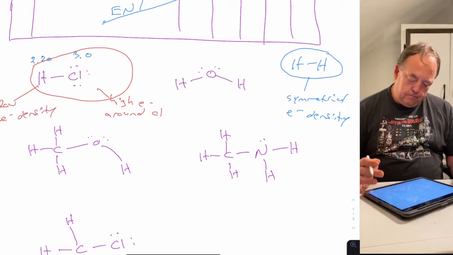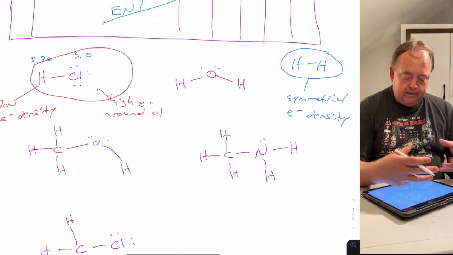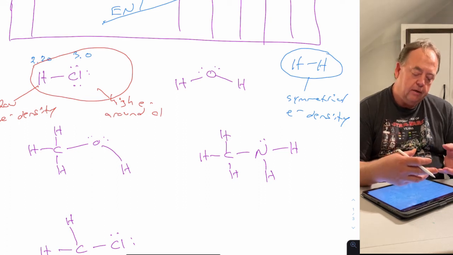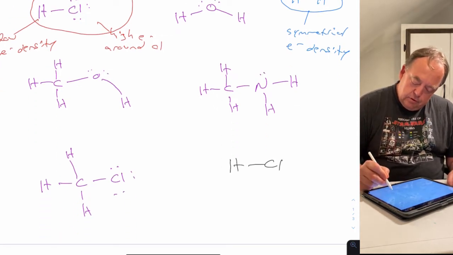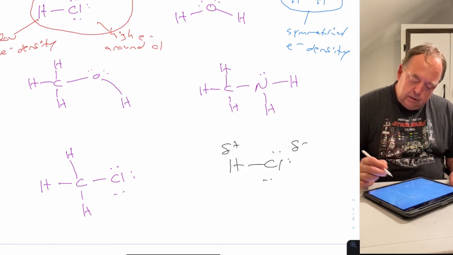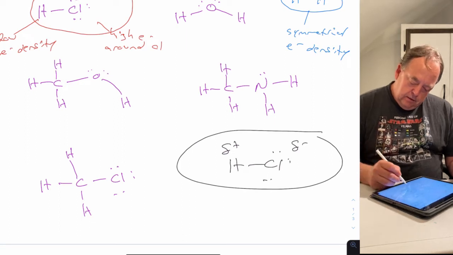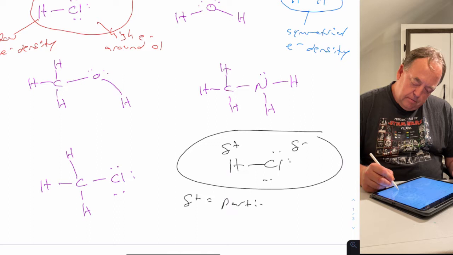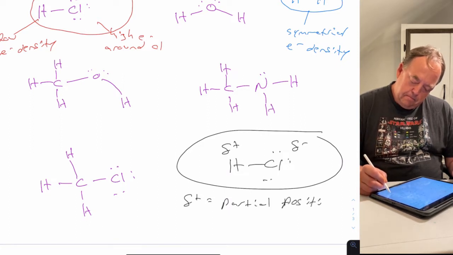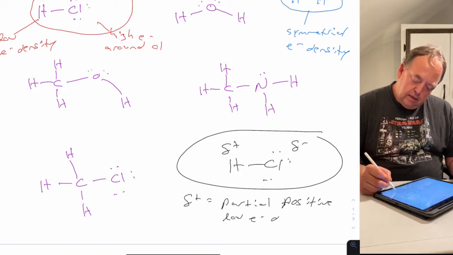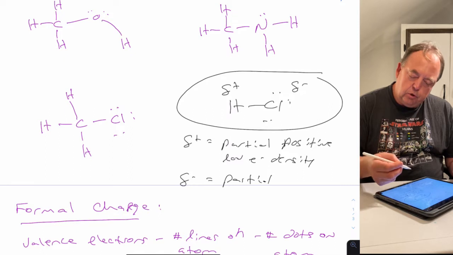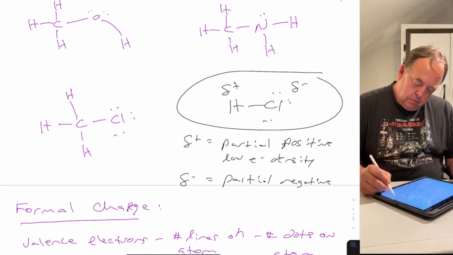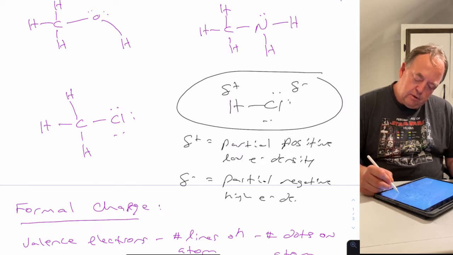One way to represent that is, computer programs can now plot electron density maps in a molecule. In this class, we'll simply use symbols to represent electron density, where chlorine has this symbol, which is partial negative, and hydrogen has this symbol, which is partial positive. Partial positive means low electron density, and that is expressed with the Greek symbol delta. Partial negative means high electron density.